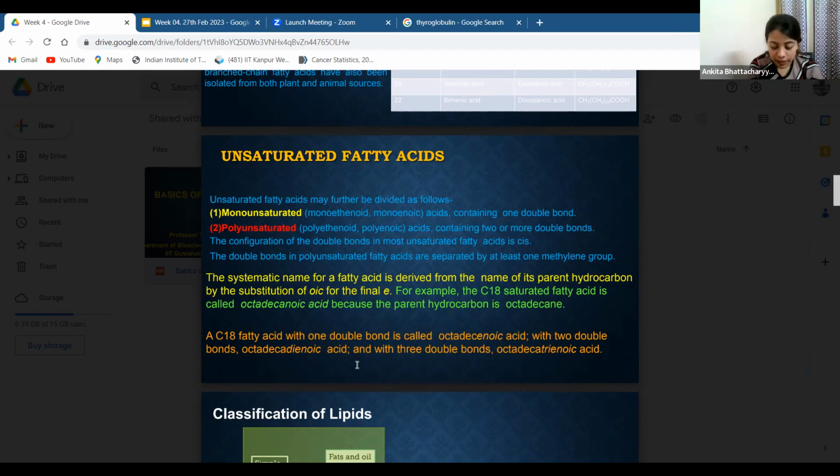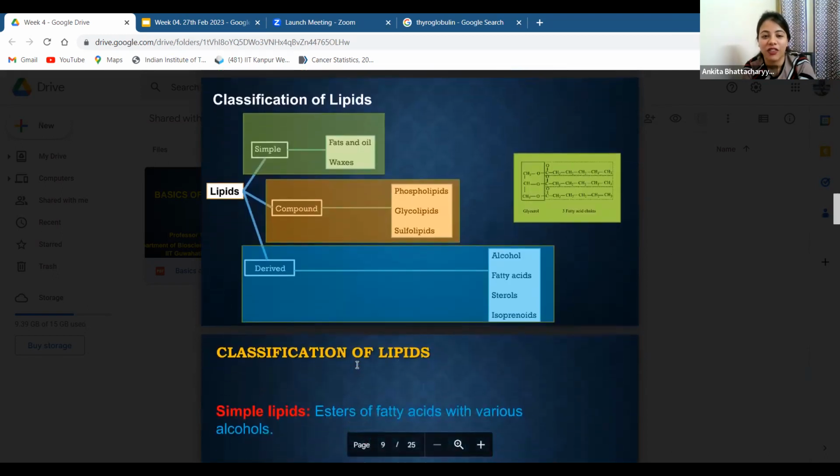The systemic name for a fatty acid is derived from the name of its parent hydrocarbon, and it has oic in its name as well. So we have octadecanoic acid, and the original parent hydrocarbon is octadecane. C18 is octadecanoic acid, with two double bonds, octadecadienoic acid. If it has three, it is trienoic acid, and so on and so forth.